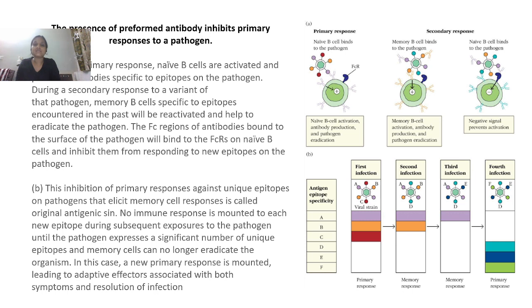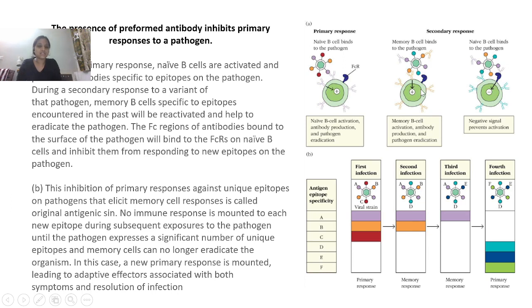memory B cells specific to epitopes encountered in the past are getting reactivated and they will help in eradication of the pathogen. Here you can see the memory B cells are already there, which remember the pathogen, and it will bind to these epitopes. It will recognize those epitopes, they will be reactivated and they will help in eradication of the pathogen.